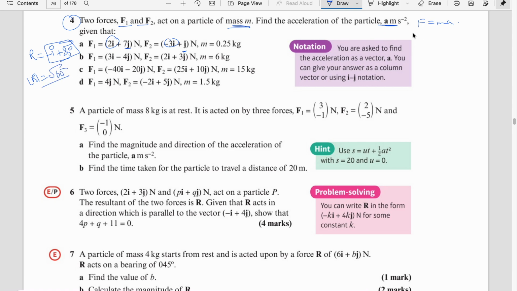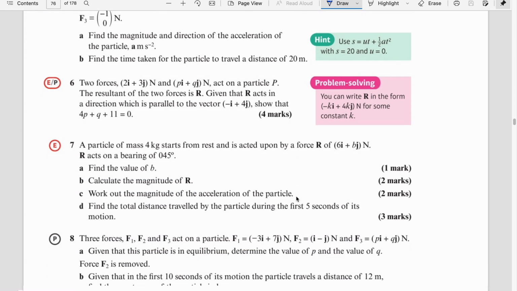So force is square root 65. Mass is given, which is 0.25. And acceleration, so divided by 0.25 on the other side. Acceleration is 4 square root 65 meters per second square. So simply plug and play, simplify.